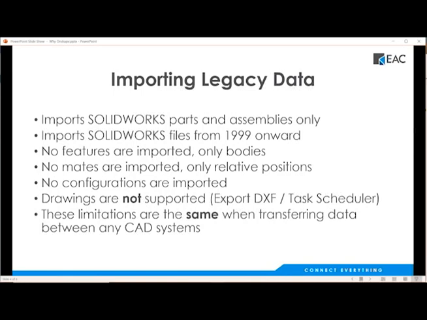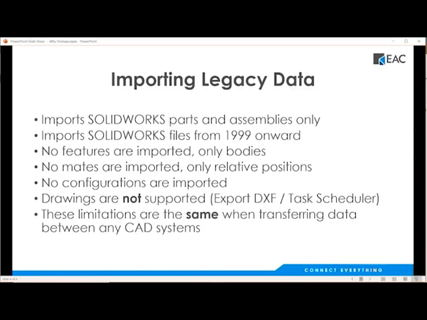So when we start to import data, and we'll use SOLIDWORKS in this particular example, we import the geometry. We import parts and assemblies, and that can be any version of SOLIDWORKS 1999 or newer. Features aren't imported, so it doesn't do a feature-for-feature translation, it just brings the bodies across. So it's kind of non-intelligent information. By non-intelligent, I just mean it's not feature-based, but Onshape has tools to recognize features and allow you to manipulate those in a parametric fashion.